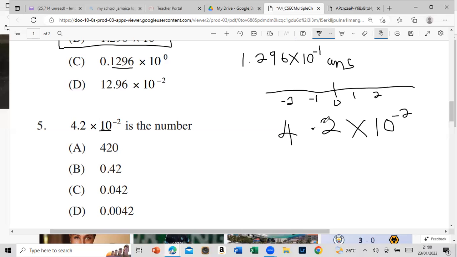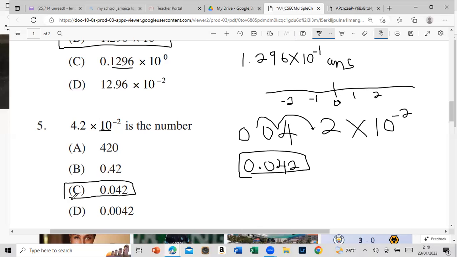Alright. So if it's negative, you're going to your left, right? To the left of 0. If it's positive, you're going to your right. So we're going to move 2 places. So let's go 1. Alright. So we're going to say now 1, 2. So that would be 0.042. So that would be the value. And put the decimal place. So in the end, it would be this one, with the 0 in front of the 4.